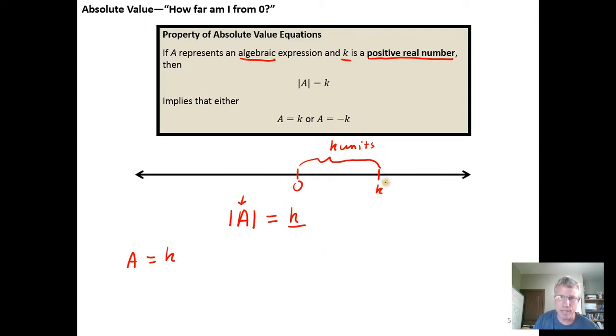But I want to recognize that not only is the real number k k units away from 0, but the opposite of k would also be a number that is k units away from 0. So I would get a second possibility: the expression could equal the opposite of k and also be k units away from 0.